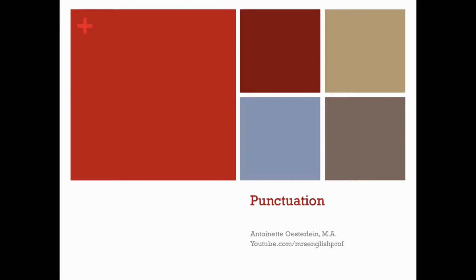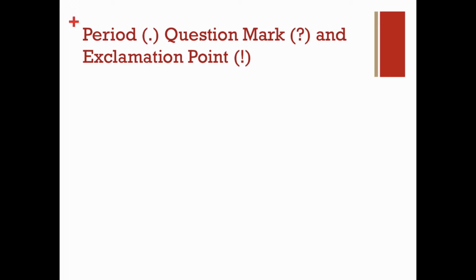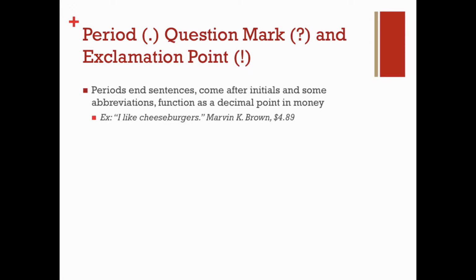Hello, it's Miss O, and in this video I'm going to be talking to you about different pieces of punctuation and how to properly use them. So let's start with some of the more basic pieces first, the period, the question mark, and the exclamation point. Most of this stuff will probably be review for you. So periods, most people know how to use those already. They end sentences. They also come after initials. They come after some abbreviations, and they also function as a decimal point in money. And you can see my examples there.